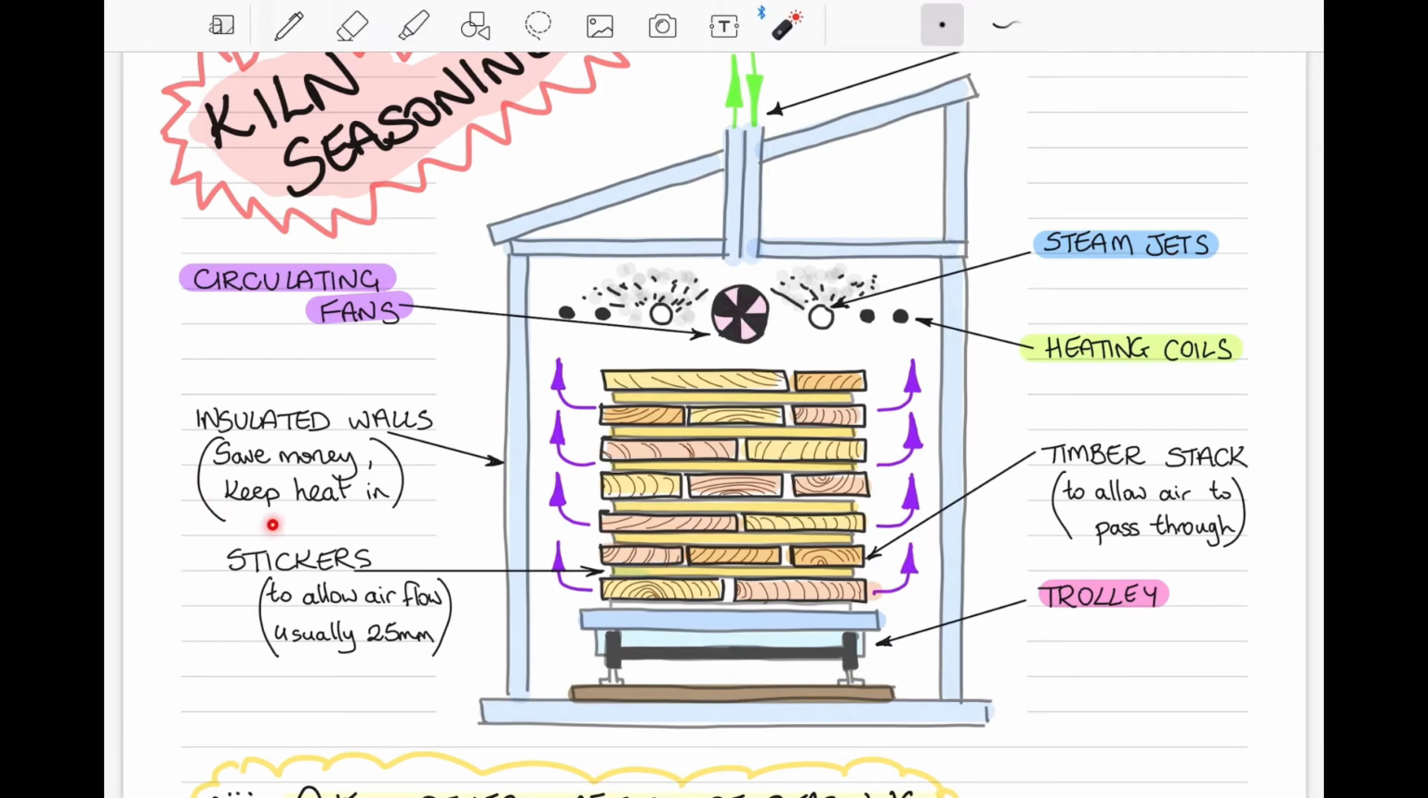And then the kiln itself has insulated walls, just like your oven at home. And the reason being, it saves money by keeping in the heat. Okay, so they don't want to lose heat when this process is going on.